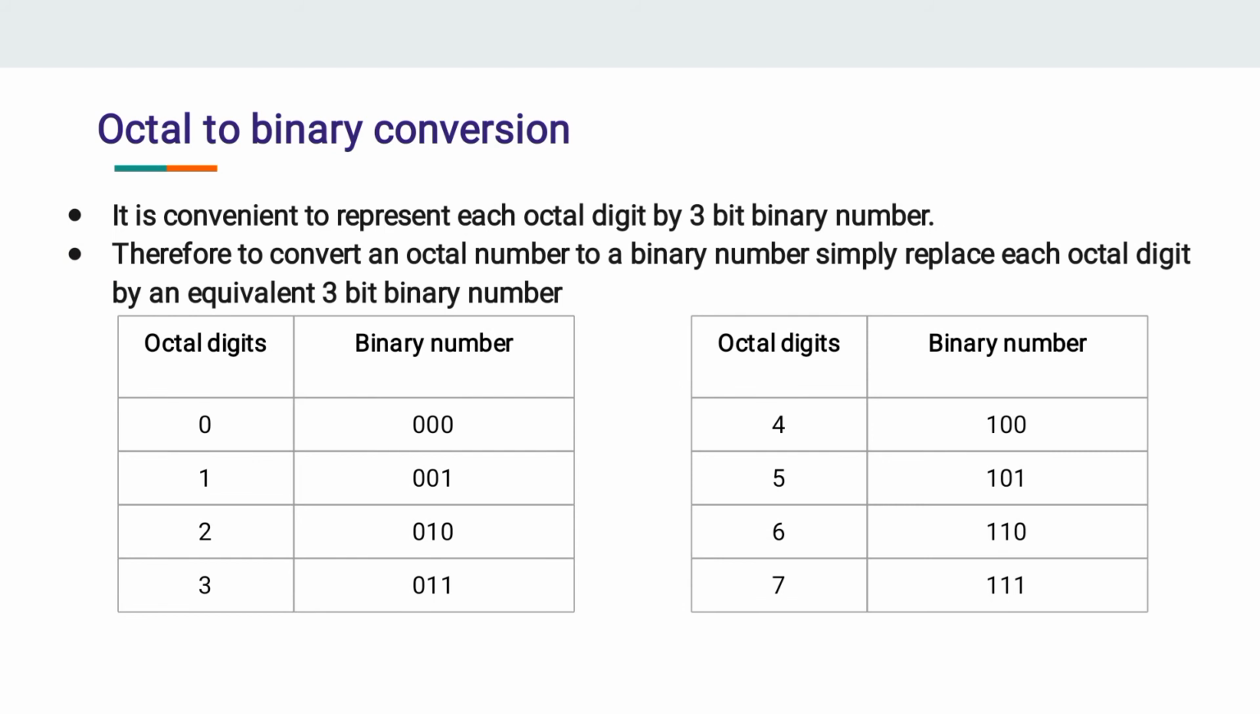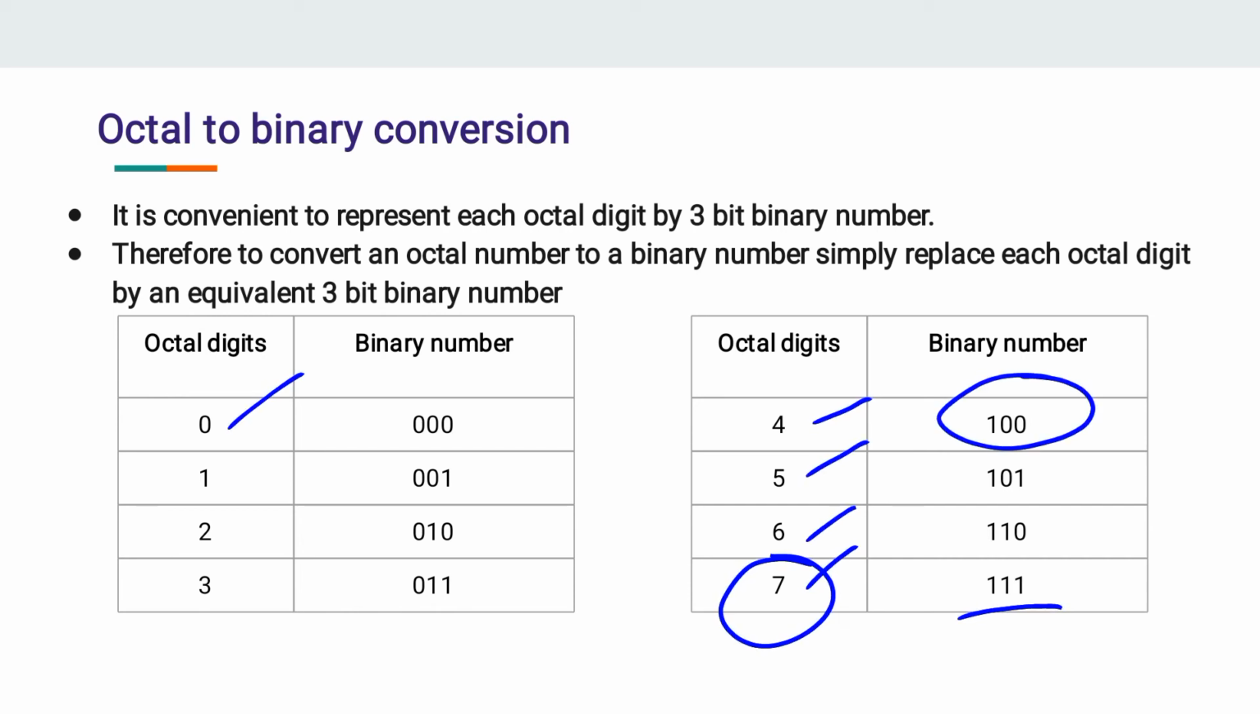The next one is octal to binary conversion. It is convenient to represent each octal digit by a 3-bit binary number. So octal digits are 0 to 7, right? To write the 7 we need a total of 3 bits to represent it, right? So we are converting each individual octal digit to a 3-bit binary number. So we require 3 bits to write the binary number for an octal digit. This is the table for reference.